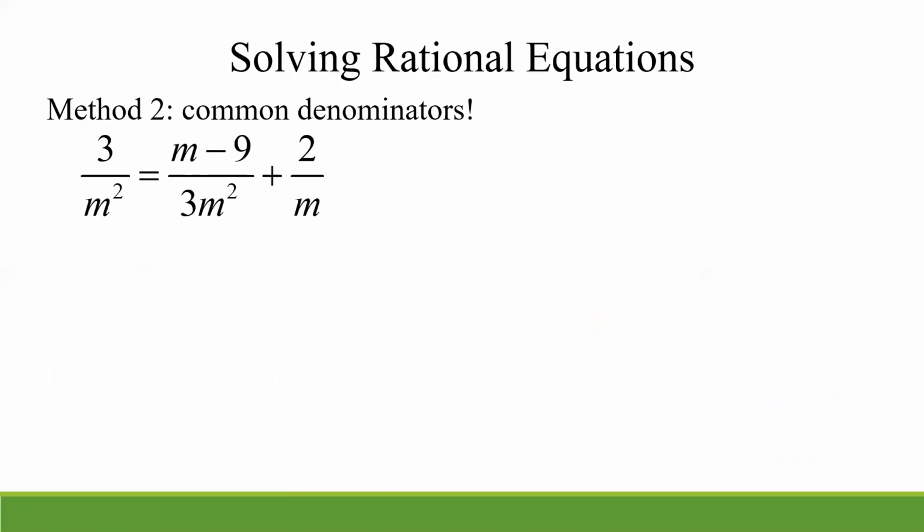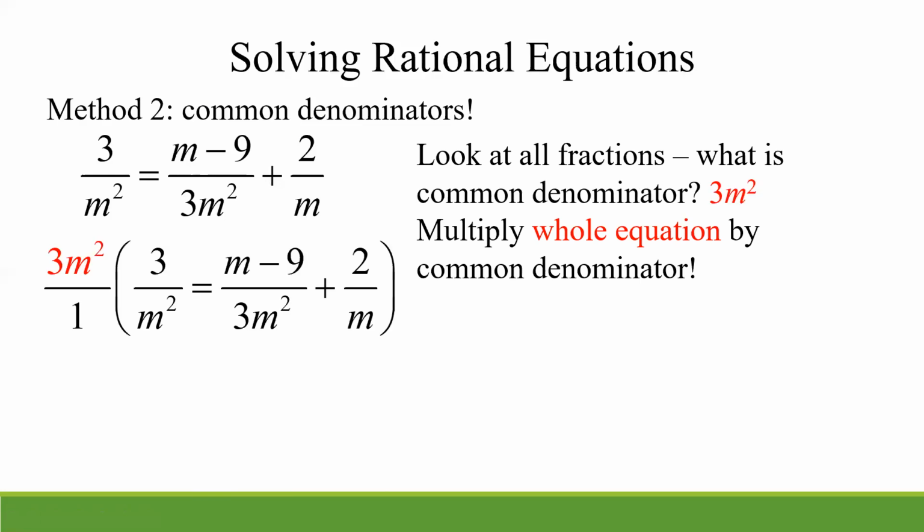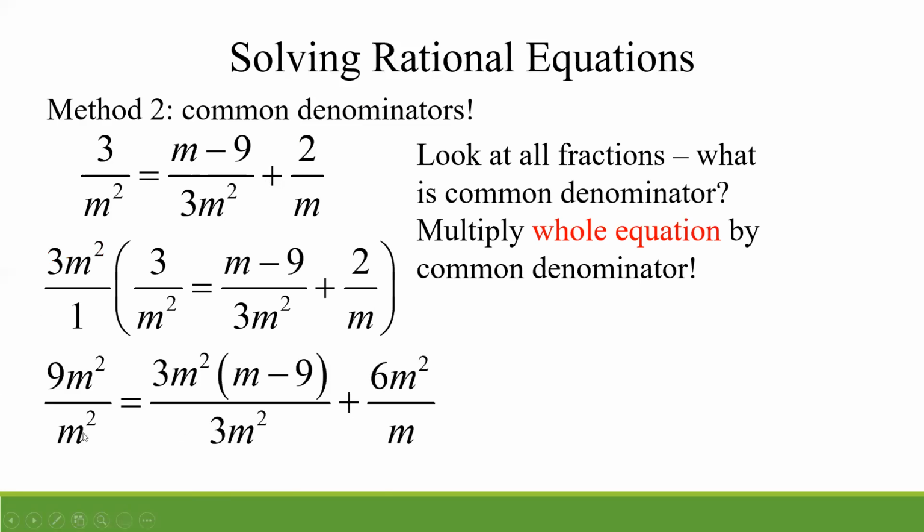So we've got 3/m² equals (m-9)/(3m² + 2m). Again, you think to yourself, what's your common denominator? In this case, it's going to be 3m², because you're looking for that least common multiple, the thing they would all have in common in the best case scenario, right? So if I multiply everything by 3m² and then distribute, I get this, and I'll let you read through that on your own.